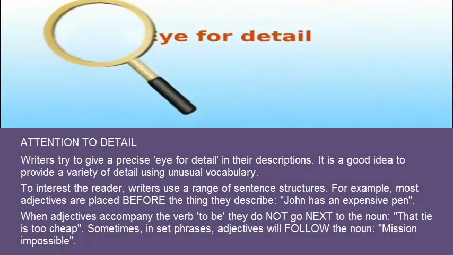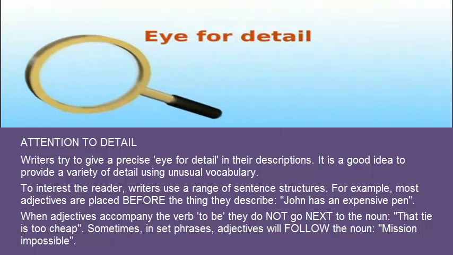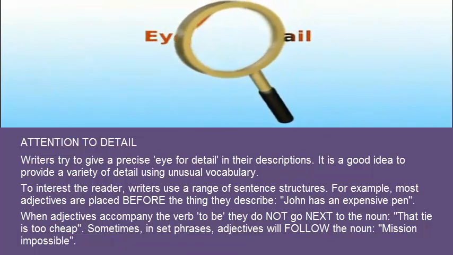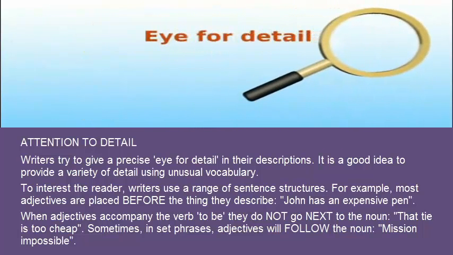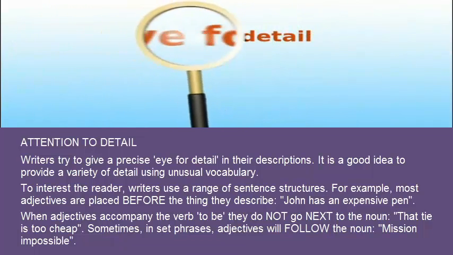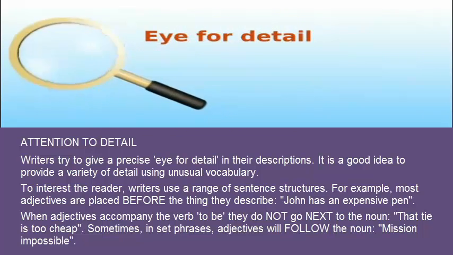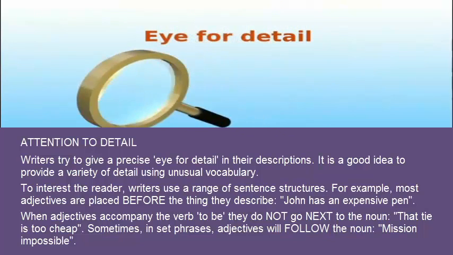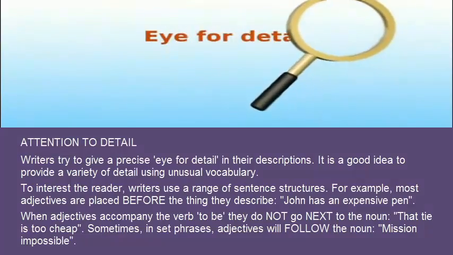Attention to detail. Writers try to give a precise eye for detail in their descriptions. It is a good idea to provide a variety of detail using unusual vocabulary. To interest the reader, writers use a range of sentence structures. For example, most adjectives are placed before the thing they describe. John has an expensive pen. When adjectives accompany the verb to be, they do not go next to the noun. That tie is too cheap. Sometimes in set phrases, adjectives will follow the noun. Mission impossible.